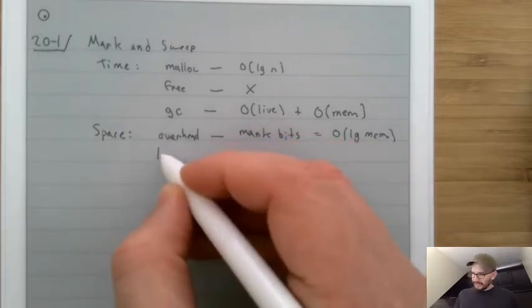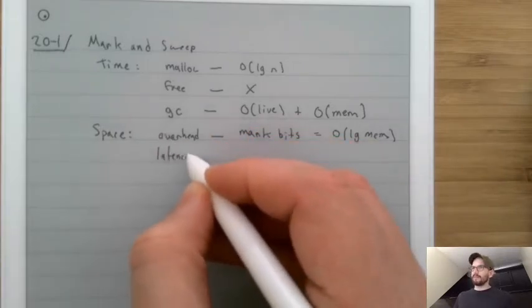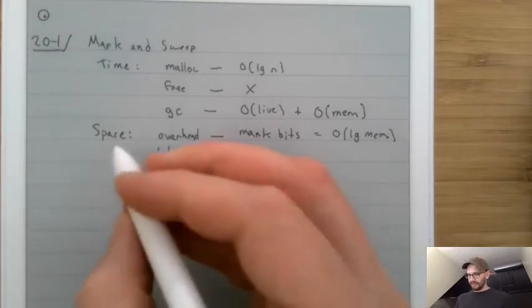Now in terms of the latency, I guess this is not really a space thing. This is really another time thing.